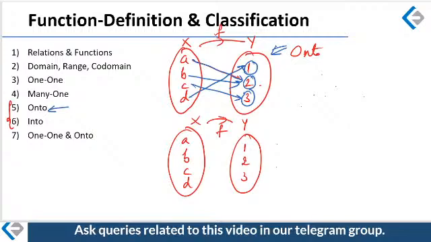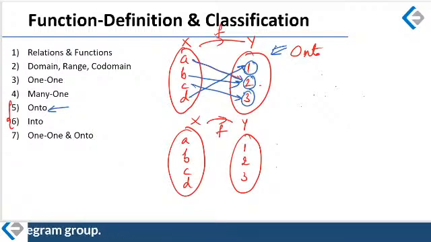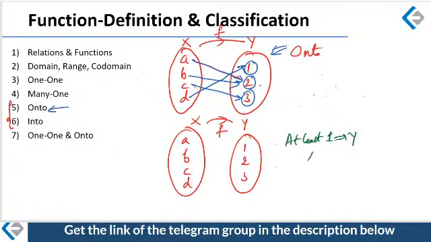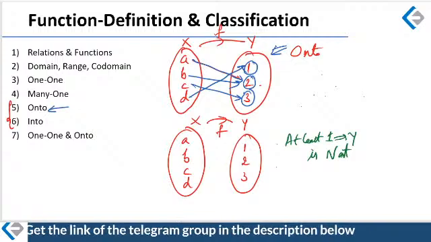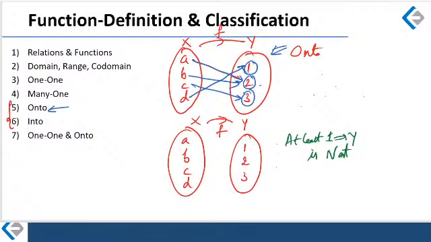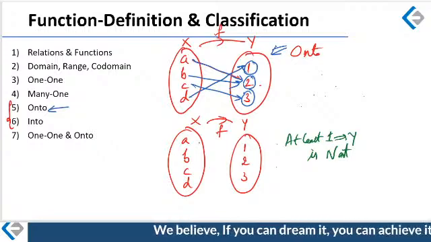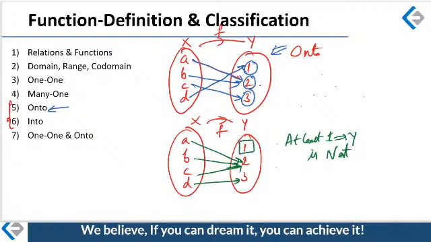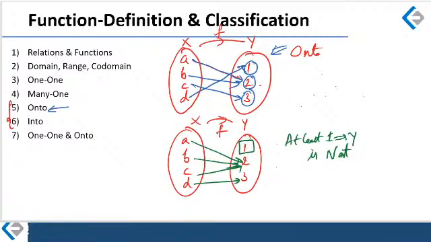So what is an into function? At least one element of y is not mapped. It's not having a pre-image. That is, one element of y is not engaged with any element of x. For example, let's say a is mapped with 2, b is mapped with 2, c is mapped with 2, d is mapped with 3. Now, which element is not engaged? One is not engaged.